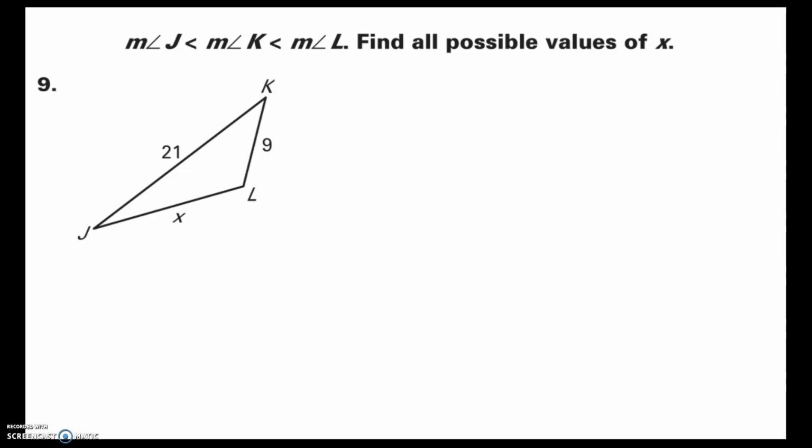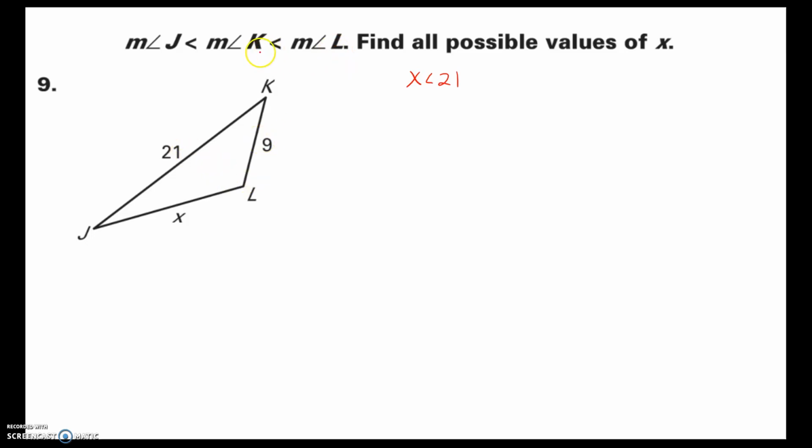Hey guys, I wanted to go over number 9 in your homework from yesterday. We have to find the values of x for my triangle, what my value of x could possibly be, but they're also telling me up here that my angle J is less than K and it's less than L, which means L is my biggest angle. So if L is my biggest angle, that means 21 has to be my biggest side. So I can't have anything that is greater than 21, right? 21 has to be my biggest side.